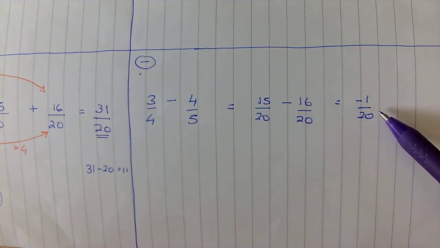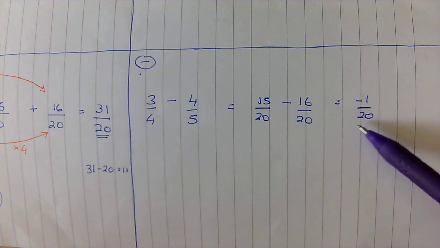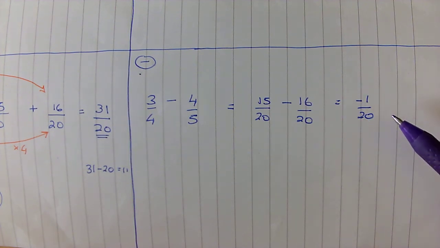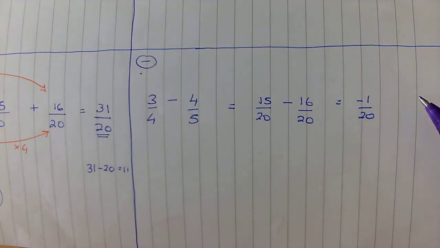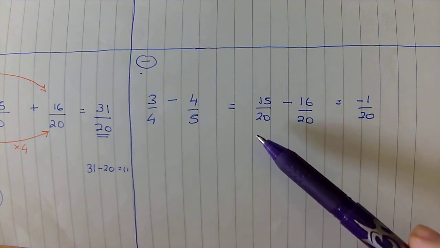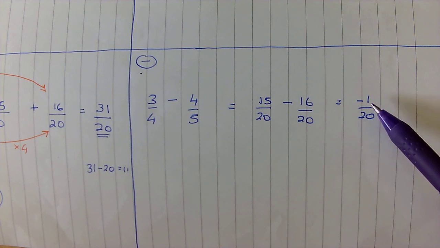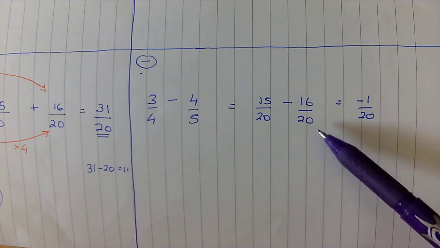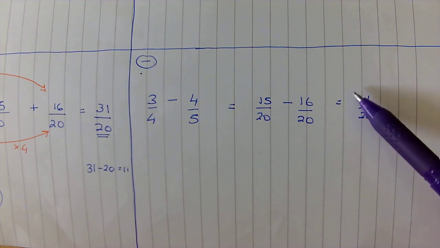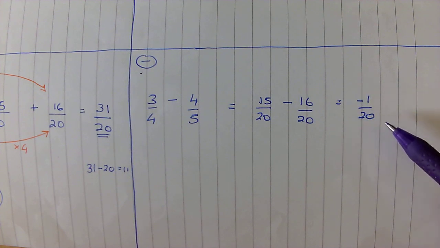And you might find it odd that we've got a negative number here, but you can have a negative fraction in the same way as you can have a negative number, a negative decimal, and so on and so on. So 15 take away 16 is minus 1. Keep the denominator the same, and that can't be simplified, it just is minus 1/20.